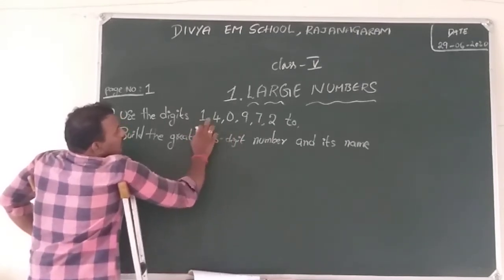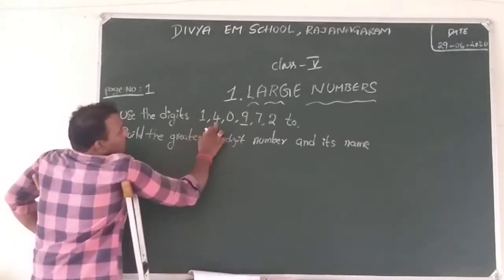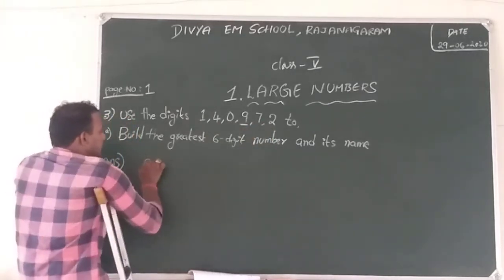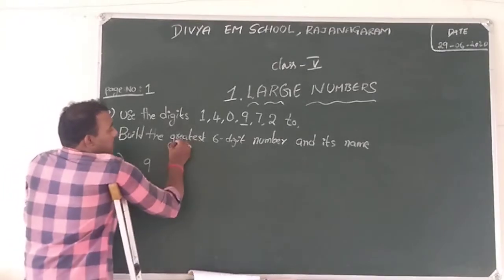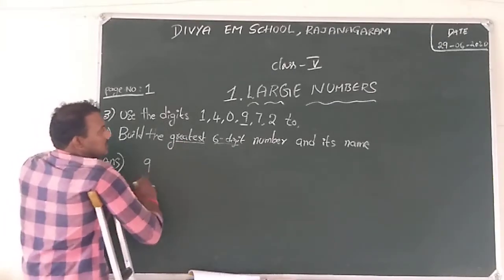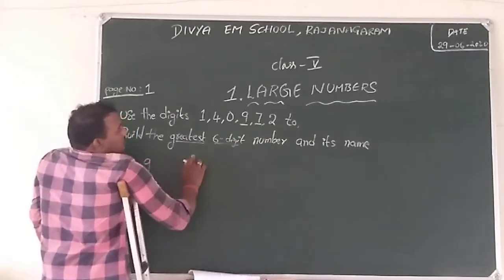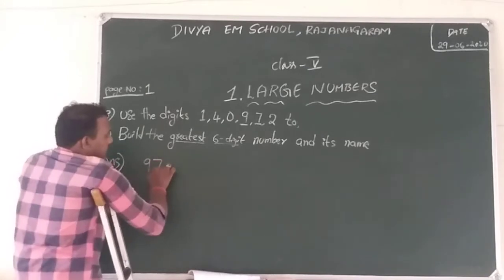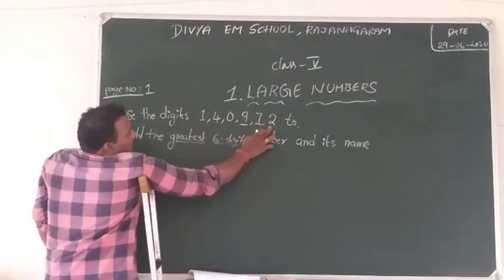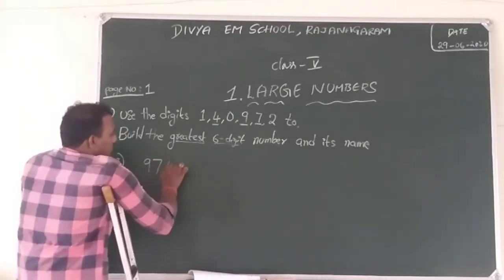The biggest number is 9. Among 140972, 9 is the biggest number. So we need to write the big number first because we need to find out the greatest 6-digit number. So to find the greatest number, we need to write the greatest number first. After this, the greatest number is 7. Okay, so we need to write the 7 here. Now after 9 and 7, we are having 1402. From 1402, the biggest number is 4. So I am writing the 4 here.